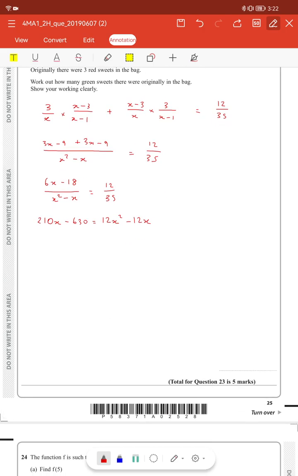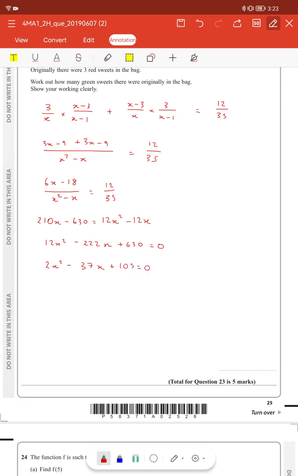Put all my terms onto one side. So I'm going to get 12x squared minus, so minus 12 minus 210 would give me minus 222x plus 630 is equal to 0. And I can divide everything by 6, so I get 2x squared minus 37x, and that would be 630 divided by 6 would be 105.